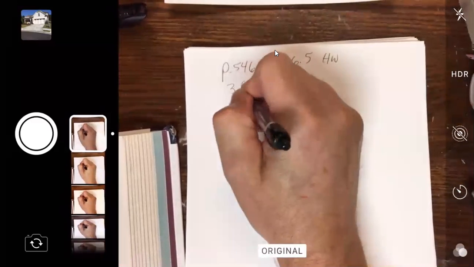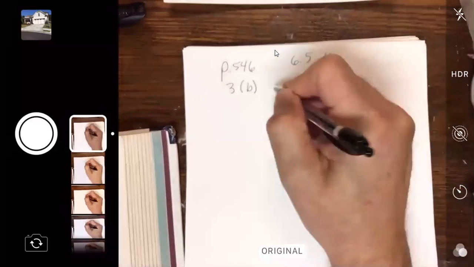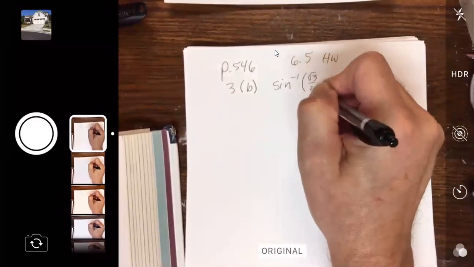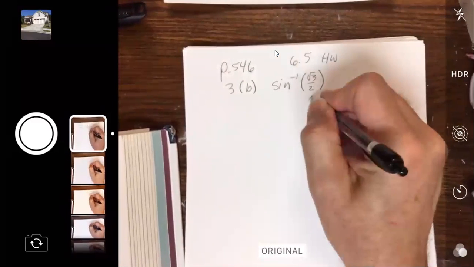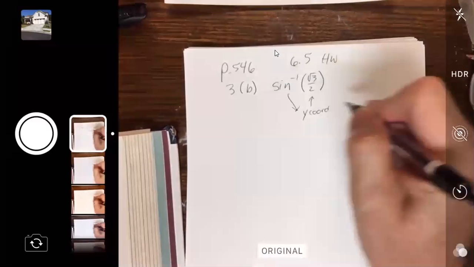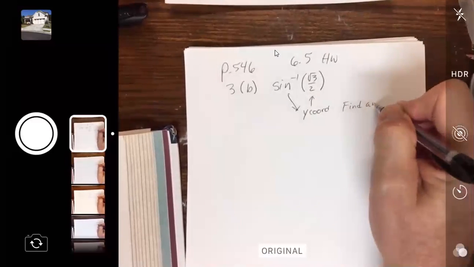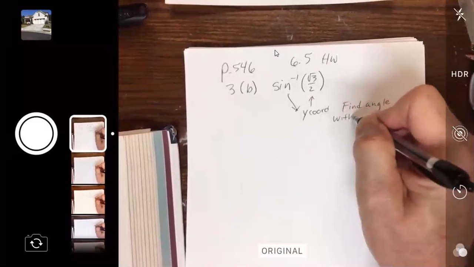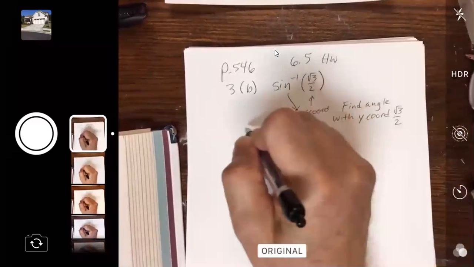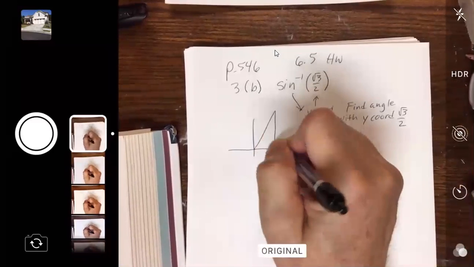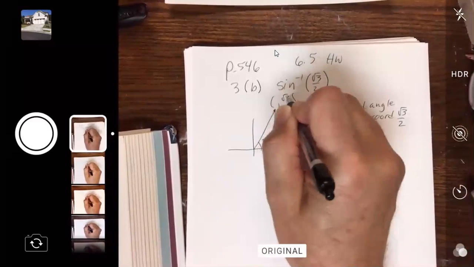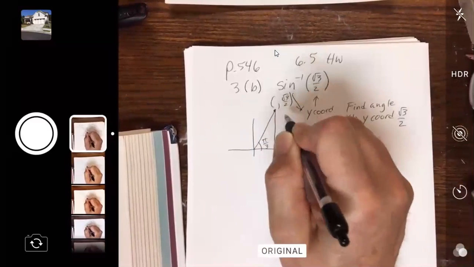Say, try 3b, arcsine of √3/2. That is your y coordinate, because it's a sine. I want to find the angle with y coordinate √3/2. It's 60 degrees, at pi/3. You're up here at √3/2. Your long side is √3/2. This would be pi/3.